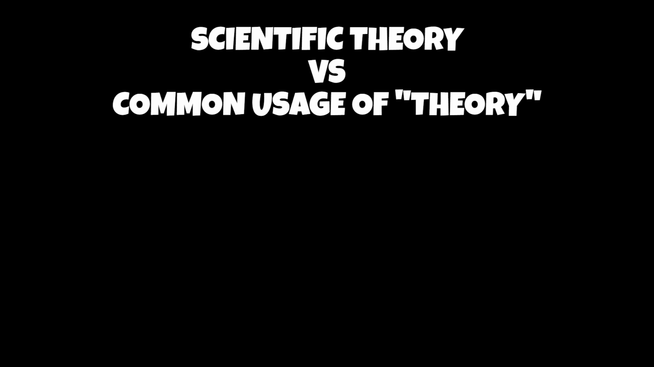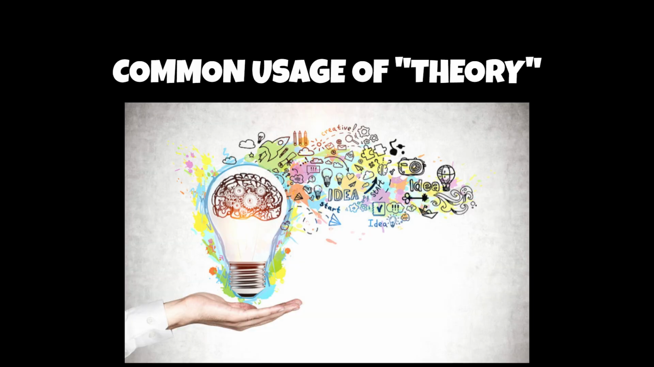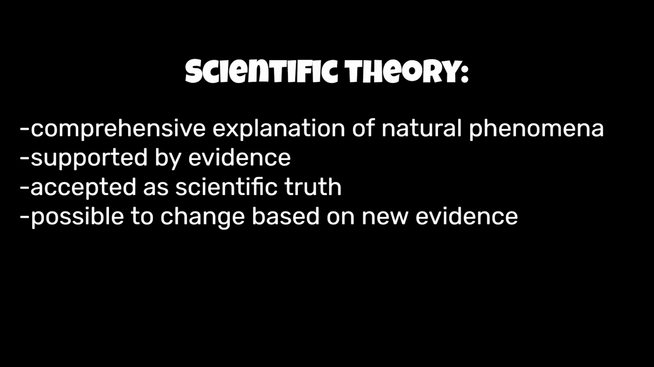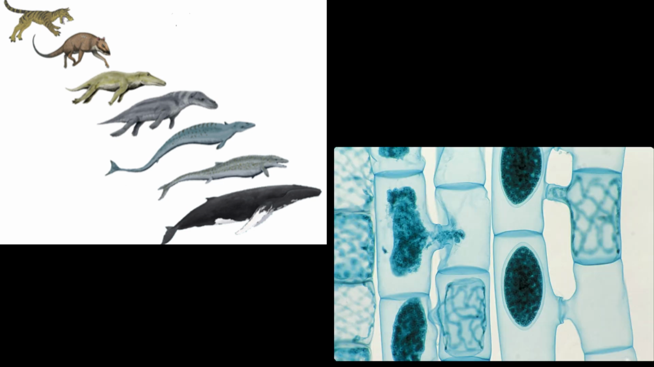This leads us to the difference between a scientific theory and a common usage of the word theory. The common usage of the word theory kind of means hypothesis or guess. But a scientific theory is a well-substantiated, comprehensive explanation of natural phenomenon that is supported by a vast body of evidence collected over time through observation and experimentation. It is accepted as scientific truth, but it has the possibility to change based on new evidence. The theory of evolution and cell theory are both important scientific theories in biology.